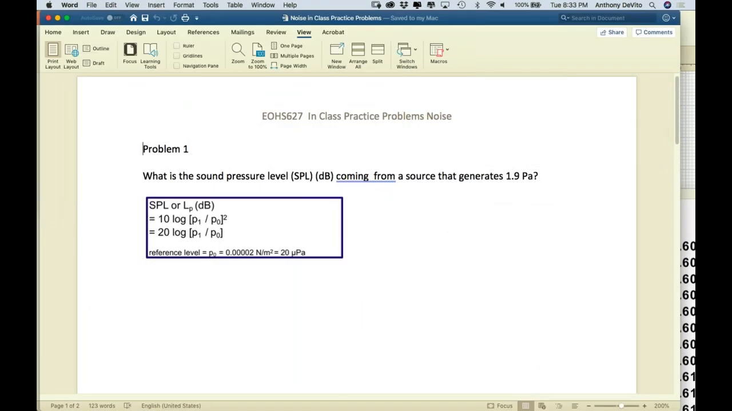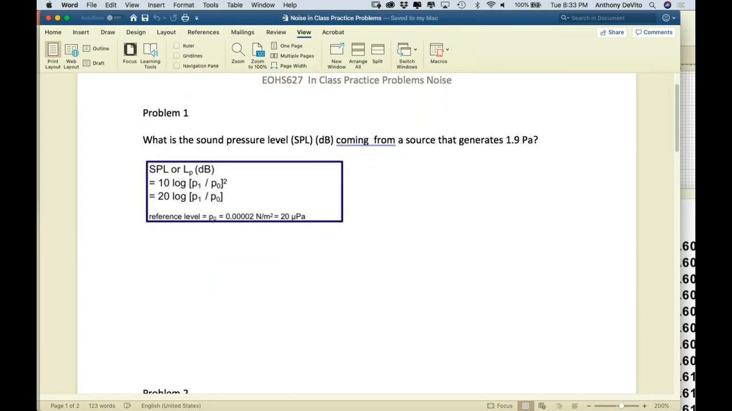Anybody want to come up here and do it? No? All right. I know that's asking too much, right?